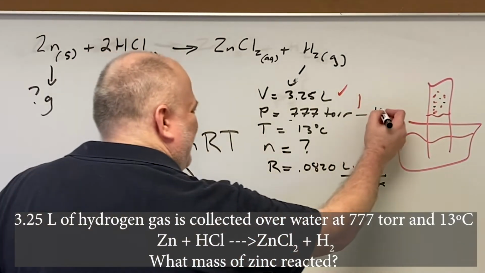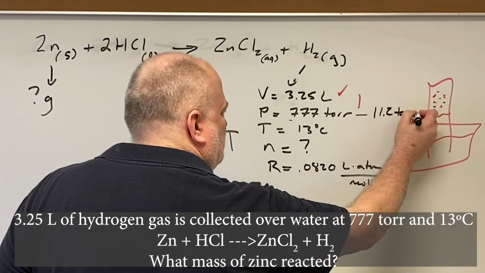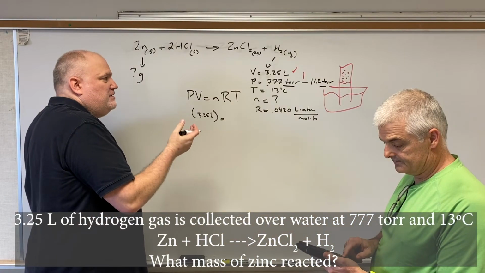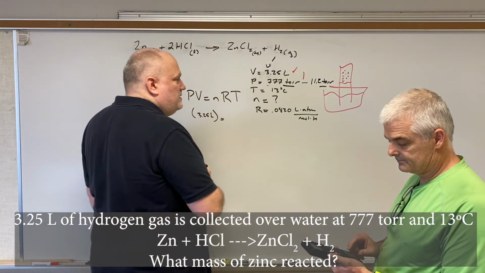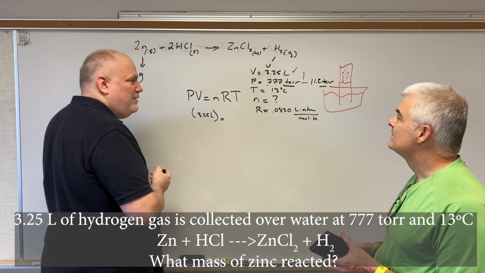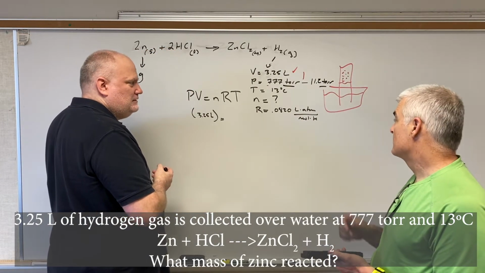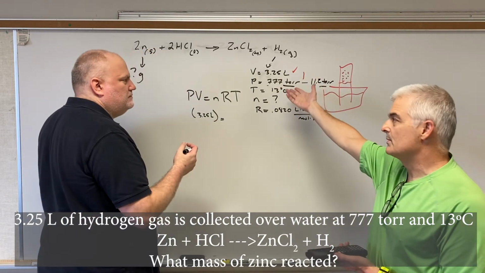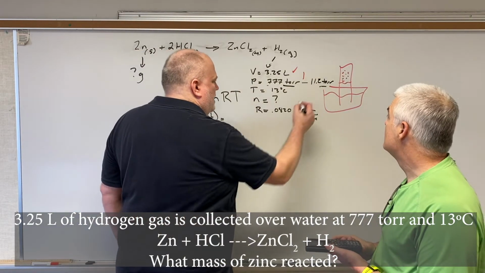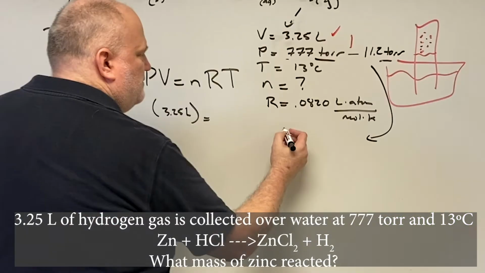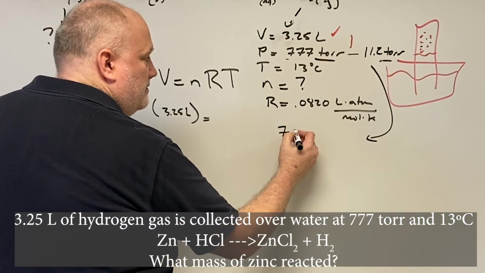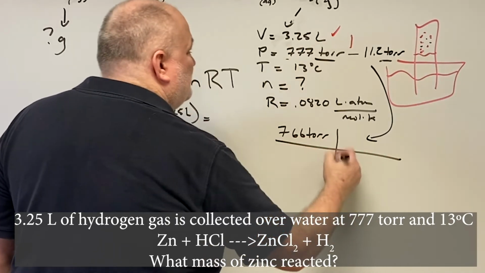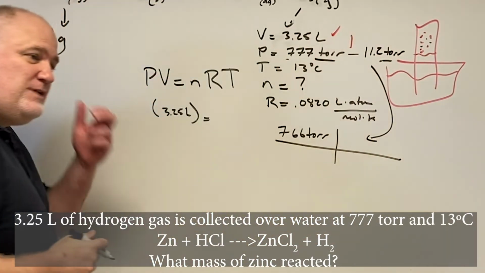11.2 torr. There's also something else here. This is both in torr. Now if we subtract this out, 777 subtract 11.2, we're going to end up with 765.8, but let's just go 7, because it's only got a digit here, we're going to round to the nearest whole number, so it'll be 766 torr. That is actually the pressure of just the hydrogen gas in here once you subtracted out the water vapor.